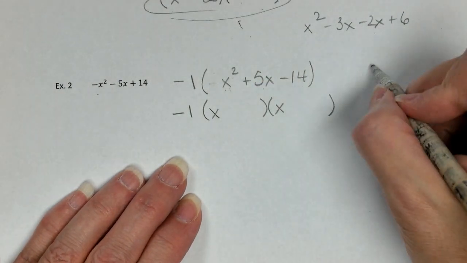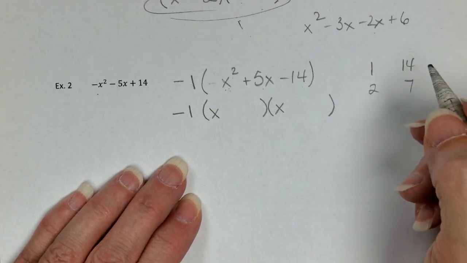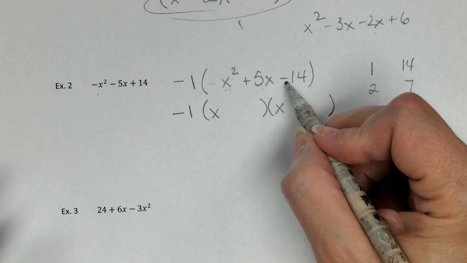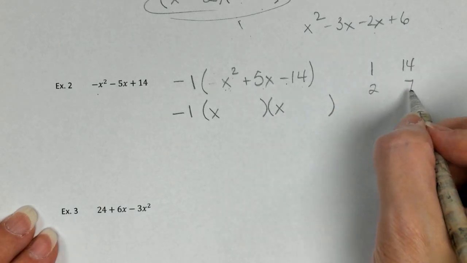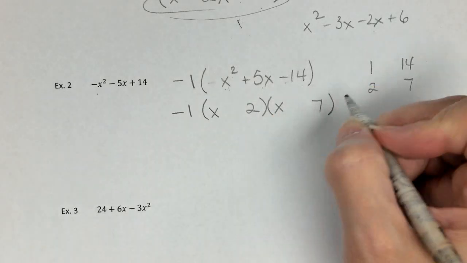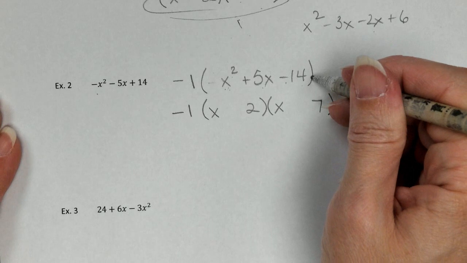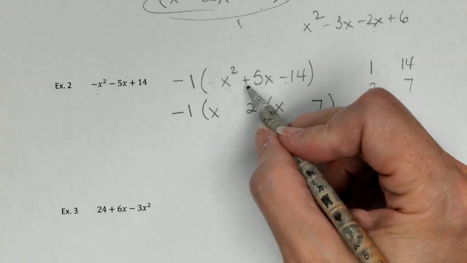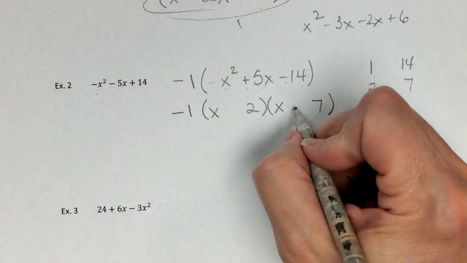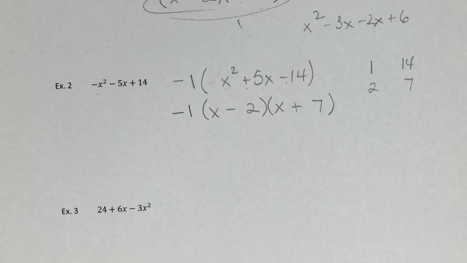I need factors of 14, so either 1 and 14 or 2 and 7. That I subtract because they're going to be opposite signs to get 5, so 2 and 7. And they're opposite signs, like I said. The larger of these has to have the same sign as that middle term, so plus 7. And they're opposite signs, so then the 2's got to be negative.